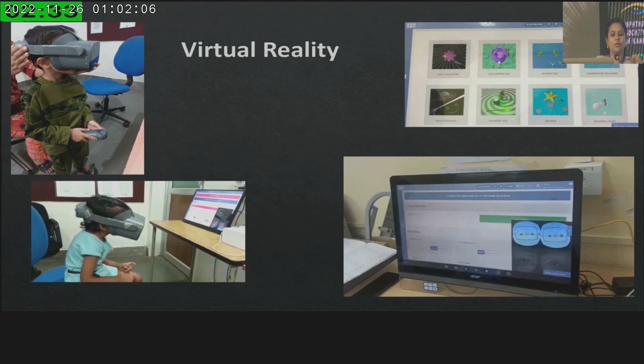Now this child, as you can see, she doesn't have a very good hand-eye coordination. So she's only doing it with her head.